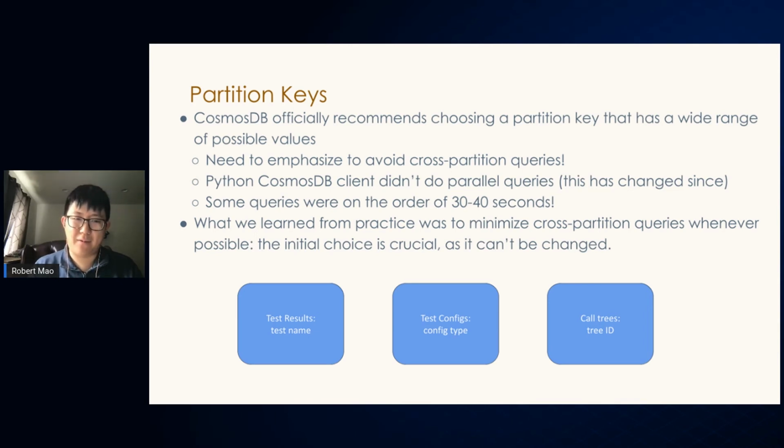We suspected that the Python Cosmos DB client didn't do parallel queries. For example, if you were running a query that spanned 100, 200 or so different partitions, we suspected, but we aren't quite sure, that it would go through them iteratively rather than in parallel, which is quite slow. However, we found that as of December 2021, last year, there is now an asynchronous client for Python for Cosmos DB where you can fan out and make these queries in parallel.